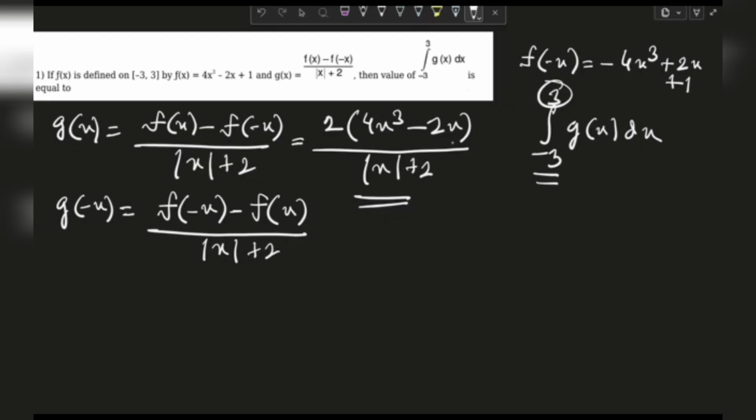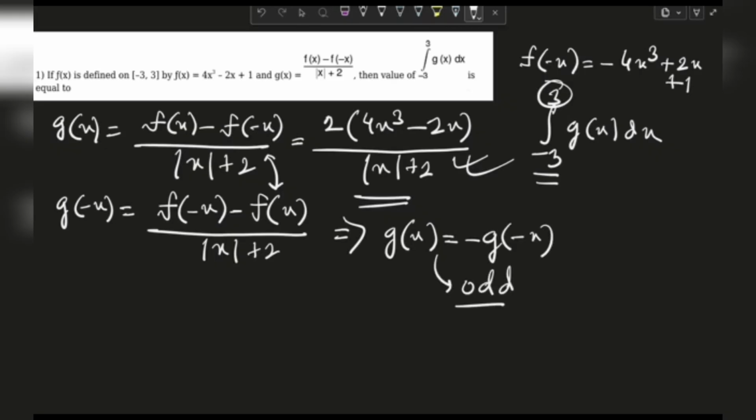So actually there was no requirement to calculate this thing, although I did. But you can see that these two things are just negative of each other. From here we can conclude g of x is minus g of minus x, which means that this is an odd function, right? And as you guys know, if we try to draw an arbitrary graph of g of x, which is an odd function, it will always be something like this.